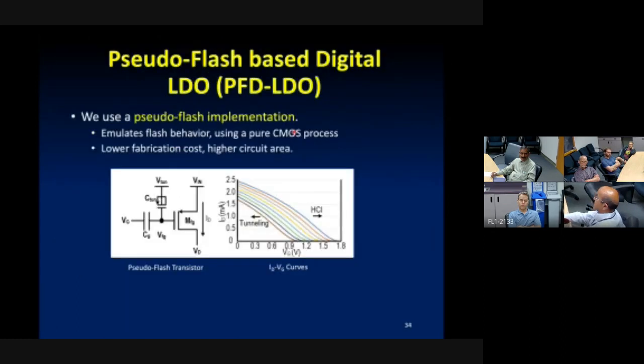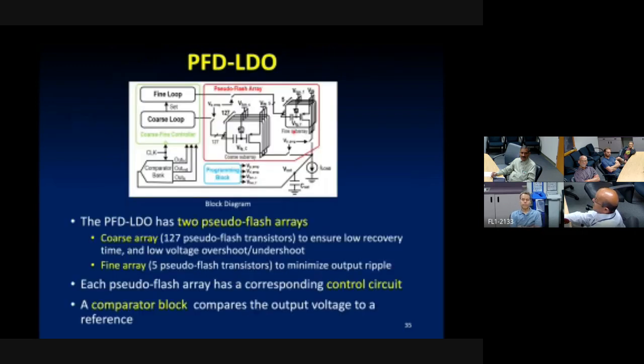And we use something called a pseudo flash implementation. I'll skip through the details of this, but here's the block diagram. Instead of just having one array, we have two arrays, a coarse array and a fine array. The coarse array is just to do instantaneous recovery when there's a spike, or to control overshoot and undershoot. And the fine array is just to control the ripple in steady state. So the fine array is only invoked when we're close to steady state, sometimes.